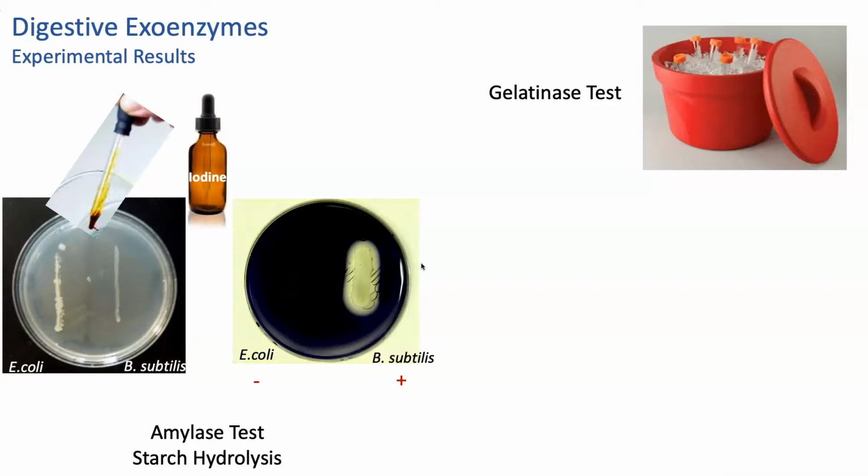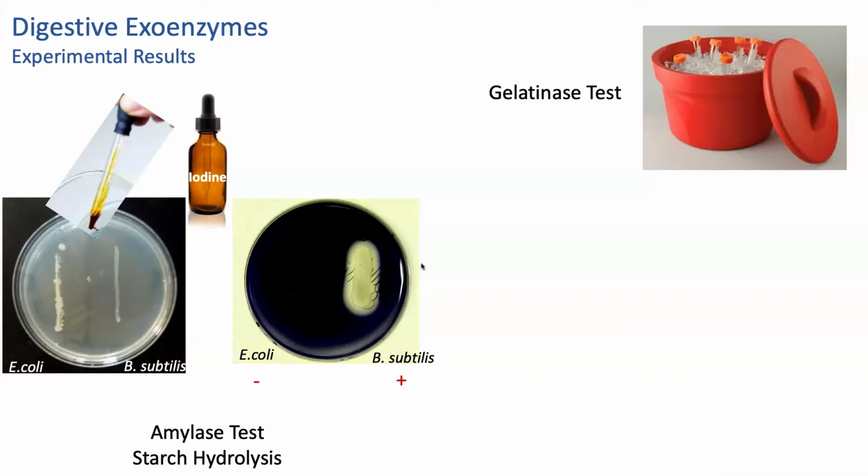37 degrees is very warm, right? What's going to happen to the gelatin? It's going to melt. It's going to be liquid. What happens if my bacteria produces the enzyme gelatinase? It breaks down the gelatin, making it liquid. So how will I know if my gelatinase test tube is liquid because the bacteria produced the enzyme, or if it's liquid because it's been at 37 degrees?